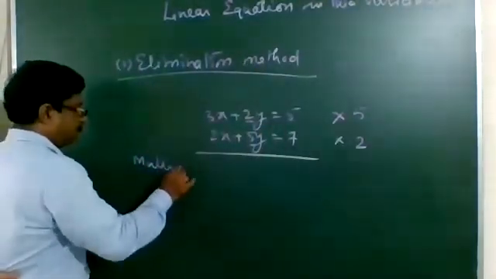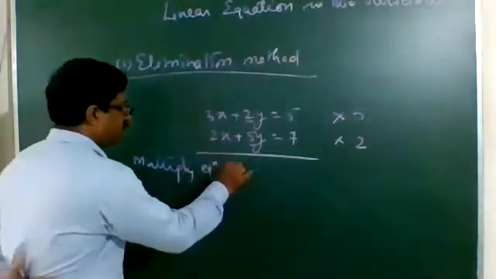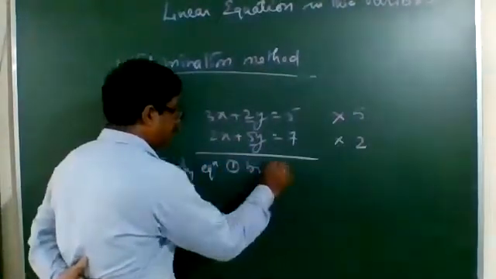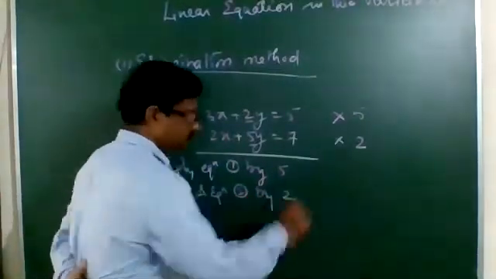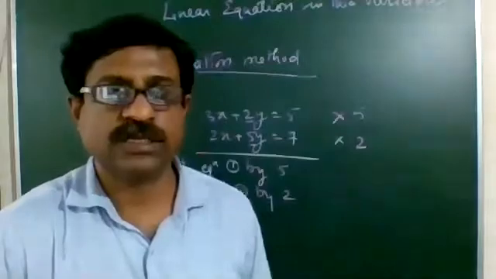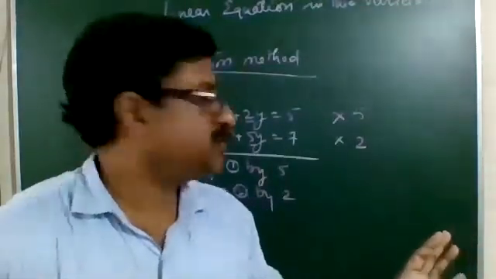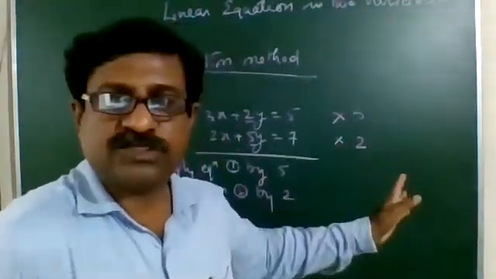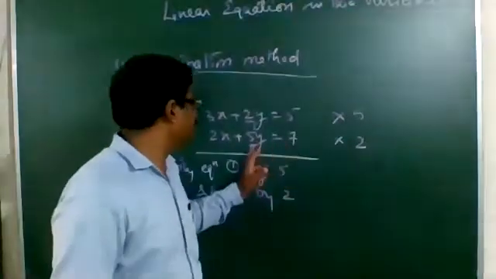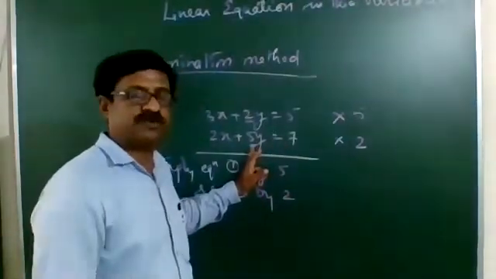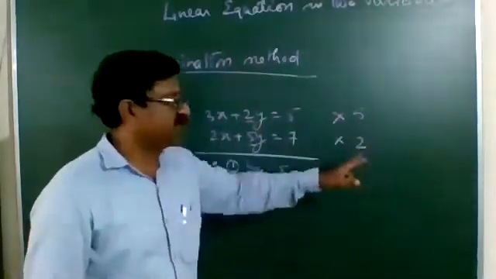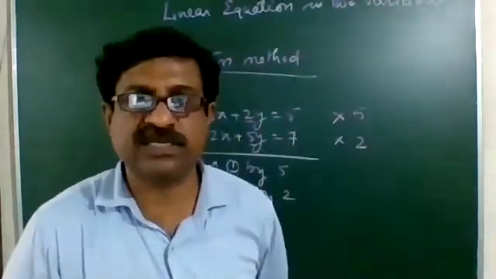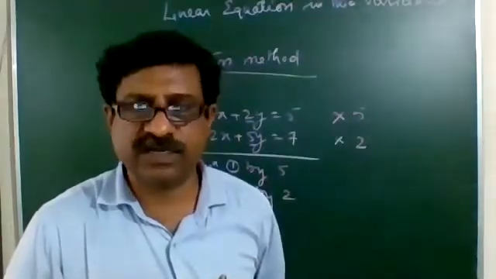Multiply equation 1 by 5 and equation 2 by 2. These are the two changes we have to do. We have to multiply the whole equation by 5, and the whole equation by 2. Depending on the coefficient, just the opposite coefficient here. 5 is given over here, so we use it to multiply by 5. 2 is given over here, so we use it to multiply by 2. These two changes we have to do.